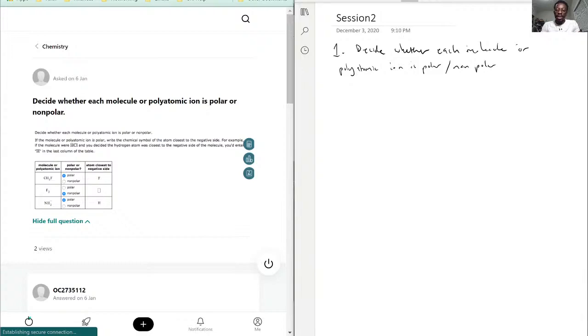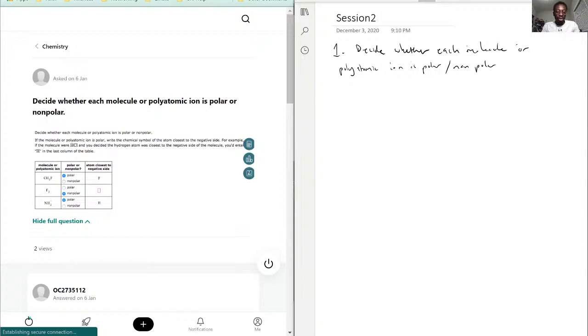Okay, so with this it looks like the student had already gone through the question, but just so we review this to understand what it means to be polar and non-polar, it helps to be able to draw the Lewis dot diagram. Okay, so with that being said, they give an example of what they're looking for.